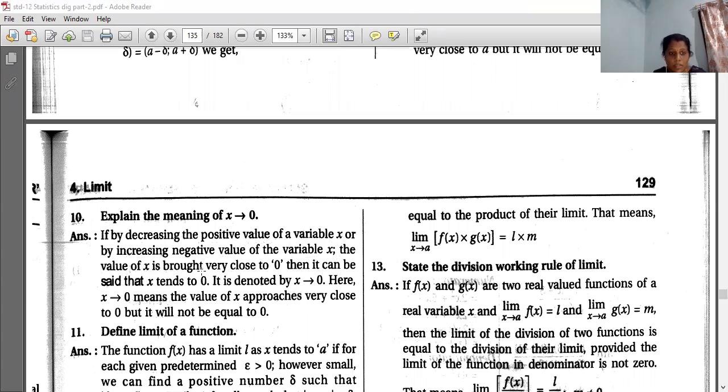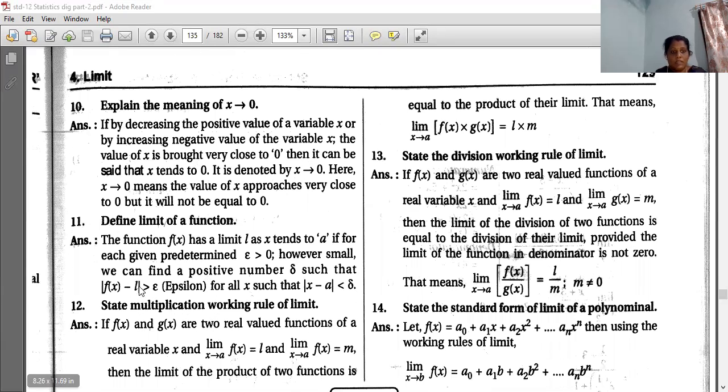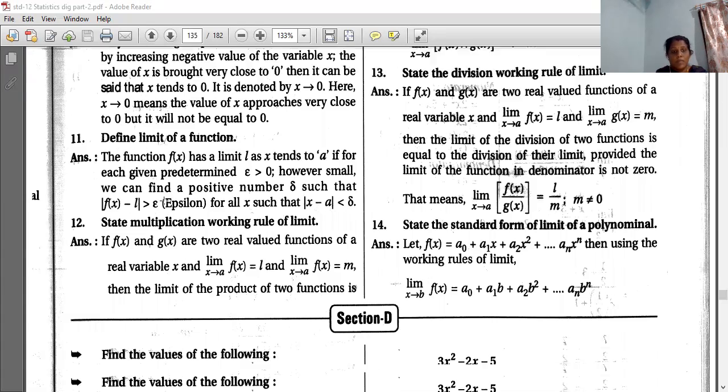This is for 1 mark question. The next is: define the limit of a function. The function f of x has a limit L as x tends to a if for each given predetermined epsilon greater than 0, however small, we can find the value of a positive number delta such that modulus f of x minus L is less than epsilon, for all the x such that modulus x minus a is less than delta. Limit of a function is not that much important, but the 9th and 10th questions are very much important.